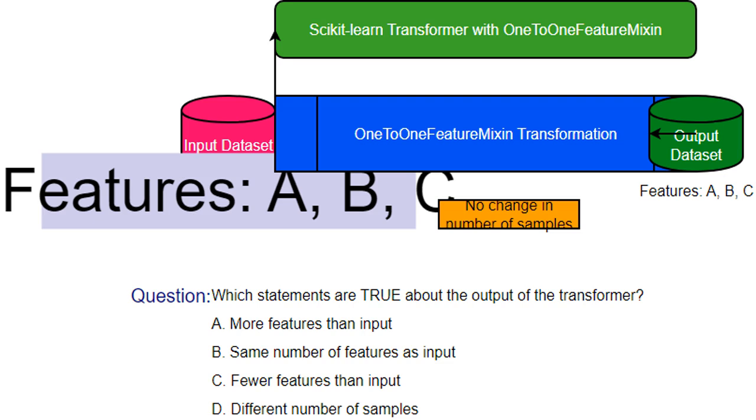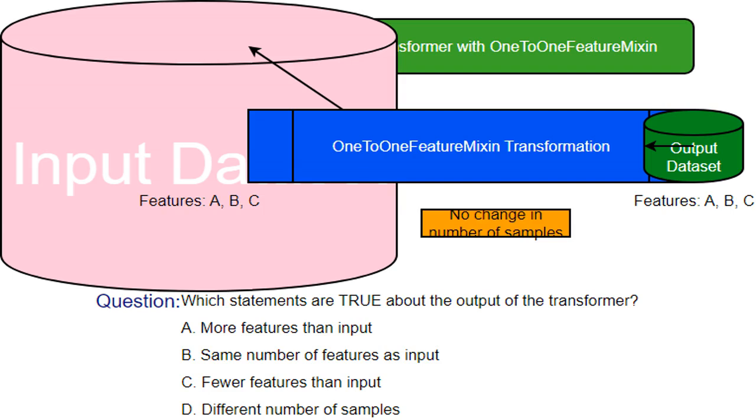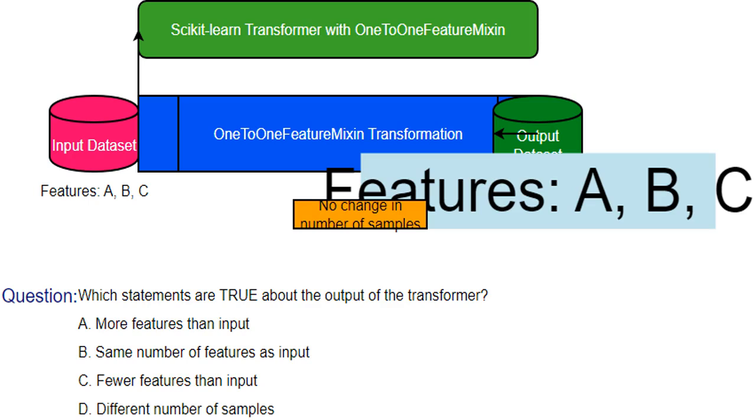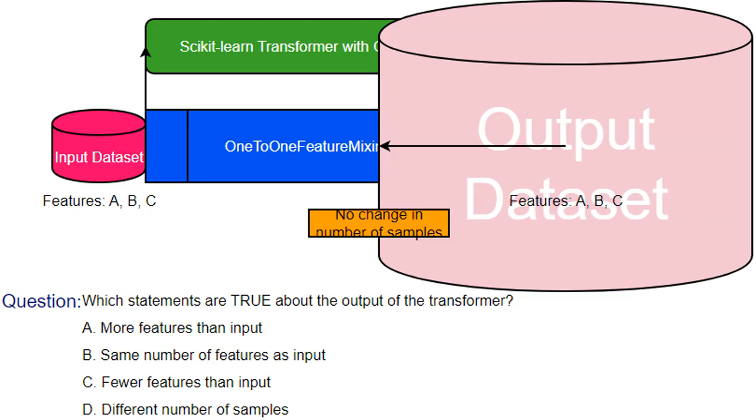It's like shuffling a deck of cards. The number of cards remains the same. I have data with features A, B, and C. Think of these as different characteristics of the data points, like height, weight, and age for people. This is the question that drives this entire problem. I need to understand how the OneToOneFeatureMixin affects the output features and the number of data points, samples. After the transformation, what will my data look like? This is the crux of our analysis.